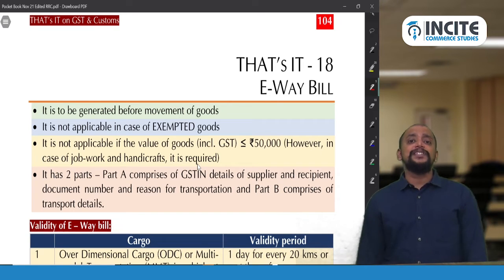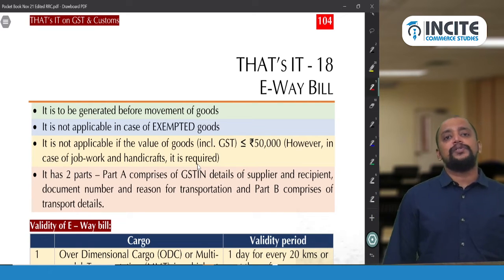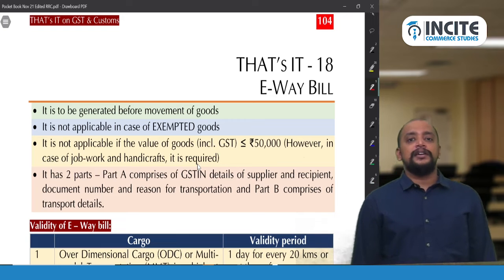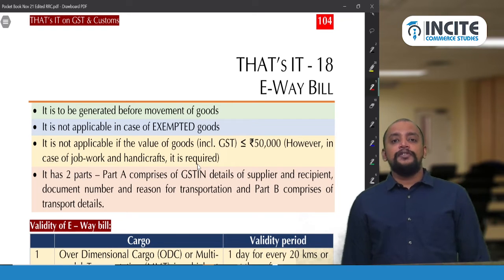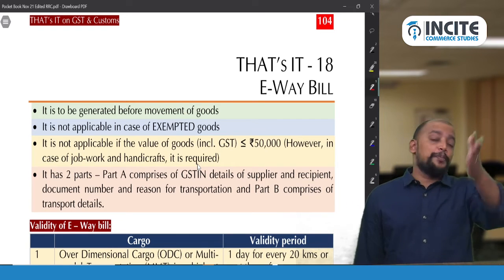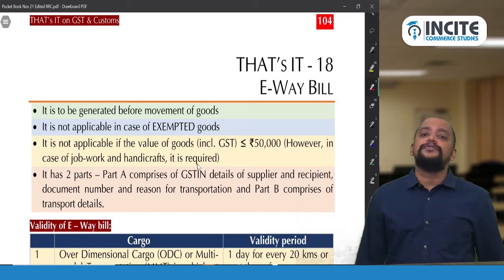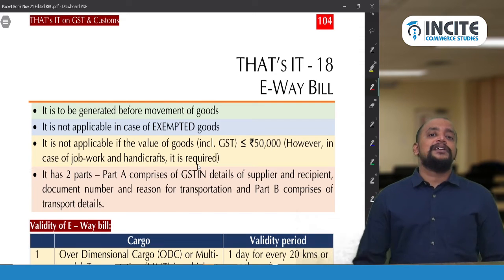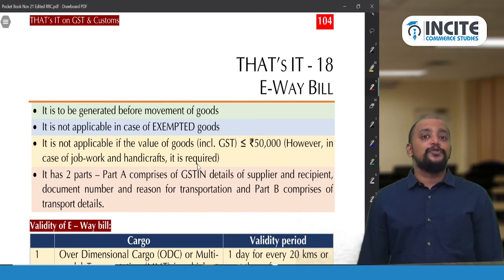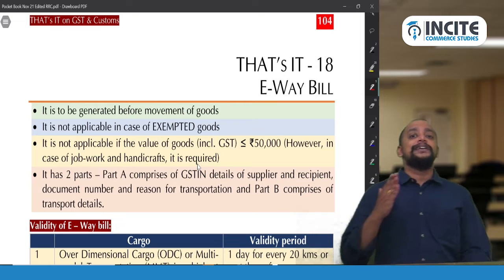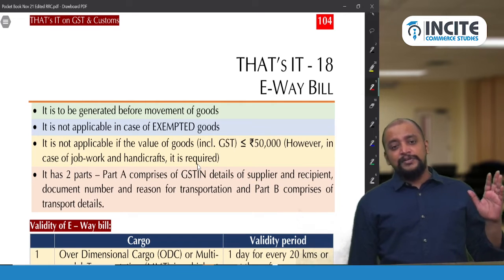As there is no physical check post now and there is only a virtual check post, there is no requirement of any physical check post or stoppage of vehicle, etc. That is the advantage of the EWay bill. But we need to intimate what goods are being transported, so that whenever the department wants to intercept the vehicle, they can intercept it and check.